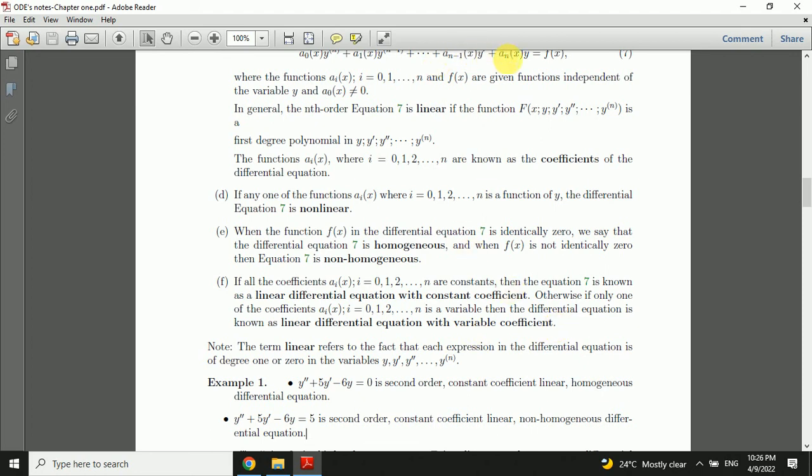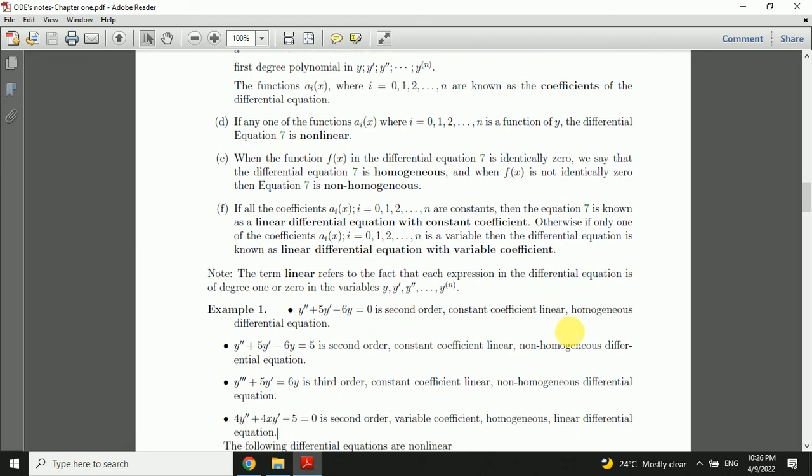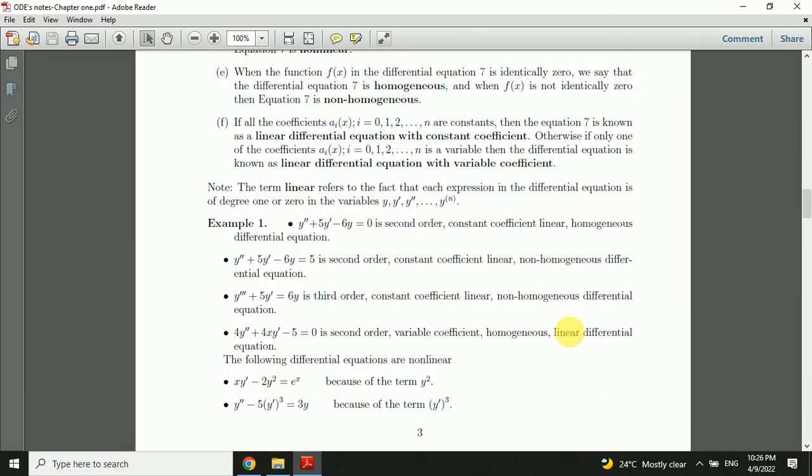Even if the rest are constants, but just one is a variable, then it is a linear differential equation with variable coefficients. But if all these coefficients are constants, then it is a linear differential equation with constant coefficients. Okay, I hope that is clear.